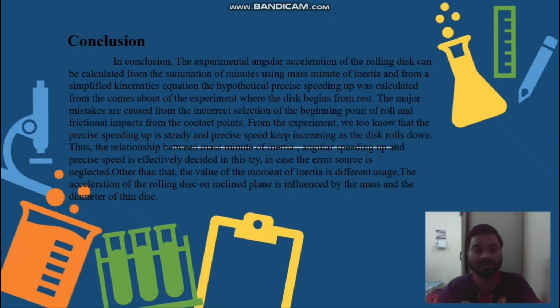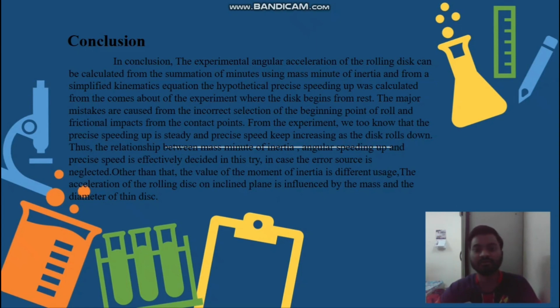Okay, finally, let's see the conclusion of the experiment. In conclusion, the experimental angular acceleration of the rolling disk can be calculated from the summation of moments using the moment of inertia. From the simplified kinematic equation, the theoretical angular acceleration was calculated from the results of the experiment where the disk begins from rest. The major mistakes are caused by the incorrect selection of the starting point of the roll and the frictional effects at the contact points. From the experiment, we know that the angular acceleration is steady and the angular speed keeps increasing as the disk rolls down. Thus, the relationship between the moment of inertia, angular acceleration and angular speed is effectively determined, provided error sources are neglected.